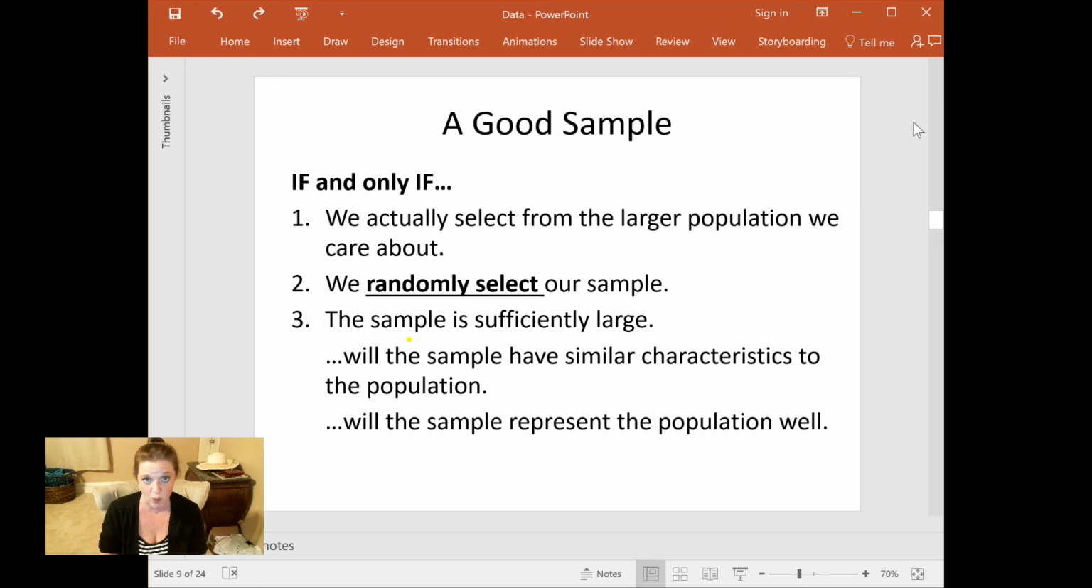So what does it mean to randomly sample? Well, imagine I took all the names of all of the football players in the United States and put them in a big bucket and swirled the bucket around and then grabbed names at random. Then every single person in the population is going to have an equal opportunity, an equal probability, an equal chance of ending up in my sample.